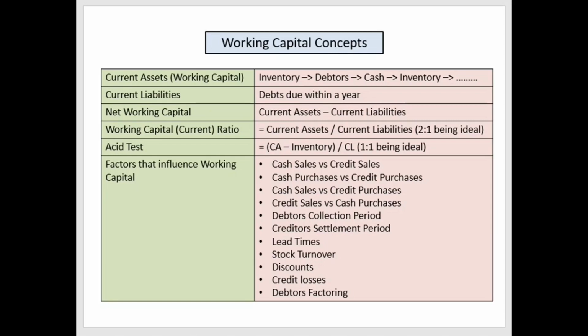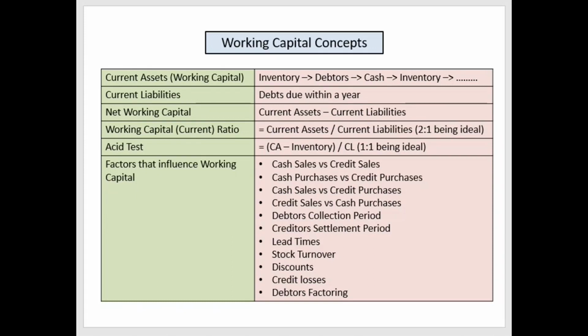As you have cash sales and credit sales, you also have cash purchases and credit purchases, and credit sales versus cash purchases. That's exactly what I explained to you now. Then we have the debtors collection period and our creditors settlement period. I've indicated that already.